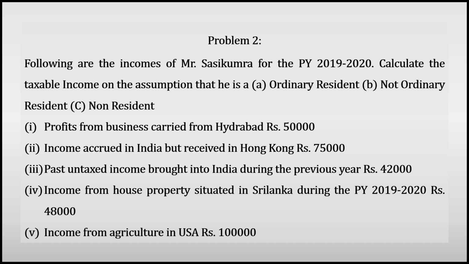The first one is profits from business carried from Hyderabad, rupees 50,000. Income accrued in India but received in Hong Kong, rupees 75,000. Past untaxed income brought into India during the previous year, rupees 42,000. Income from house property situated in Sri Lanka during the previous year 2019-20. Income from agriculture is rupees 1 lakh. So all these are given to you.